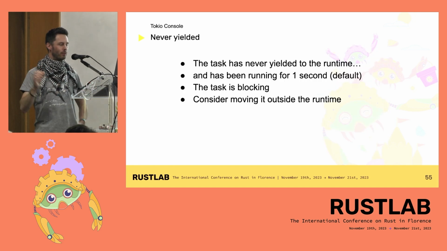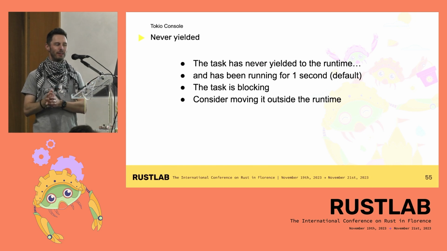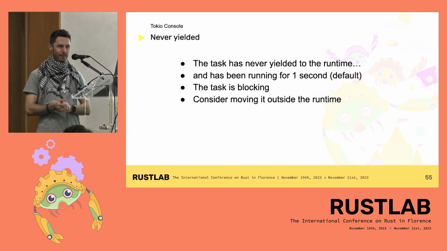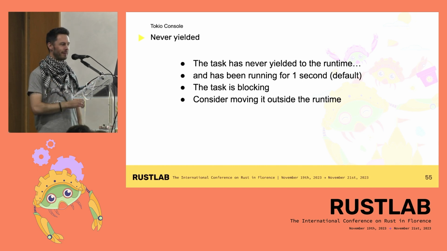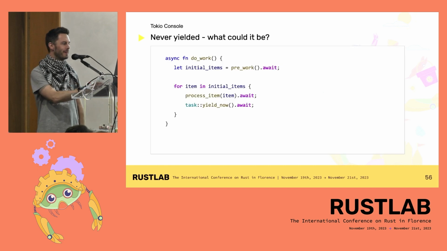And the final lint is never yielded lint. So this is a task that has never yielded to the runtime, and it's been running for more than 1 second. This task is definitely blocking. There's no questions about it. Move it outside the runtime.